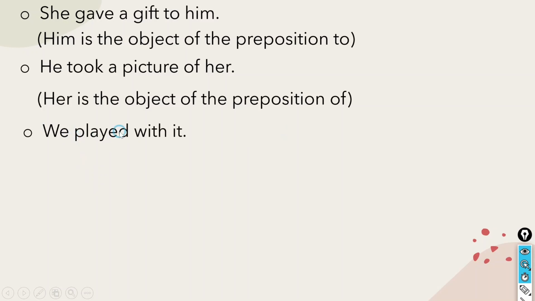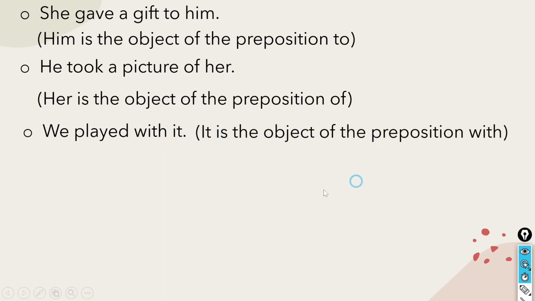Then, we played with it. They're trying to mention what they played with. They're saying it. So it, being a pronoun, is acting like a noun naming what they played with, and it is coming after with, so this it is the object of the preposition with.